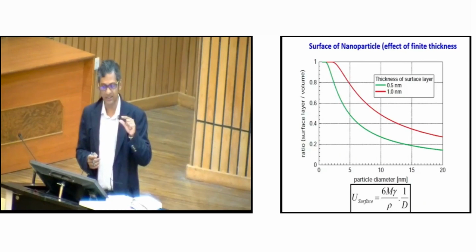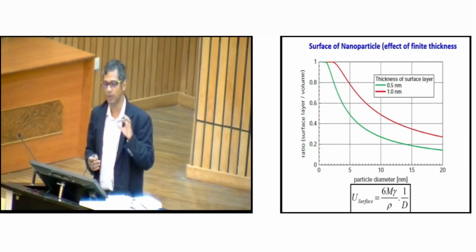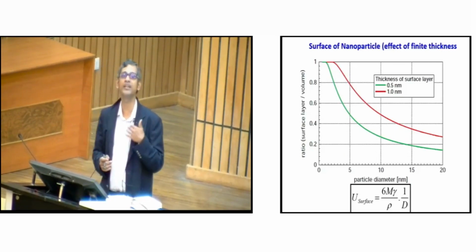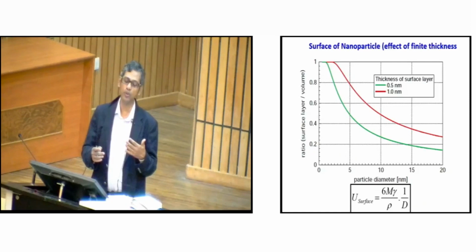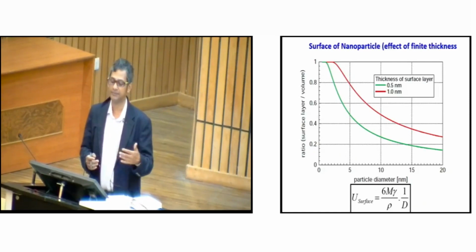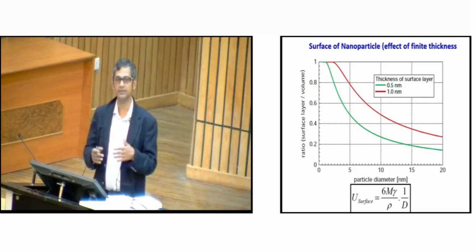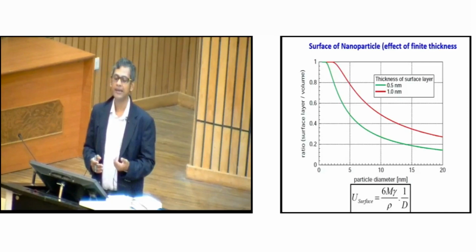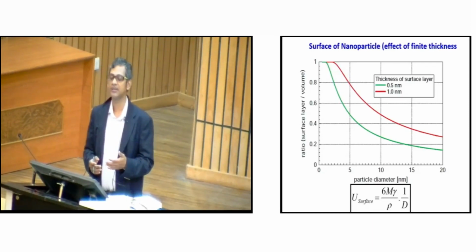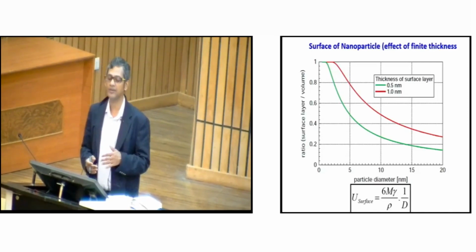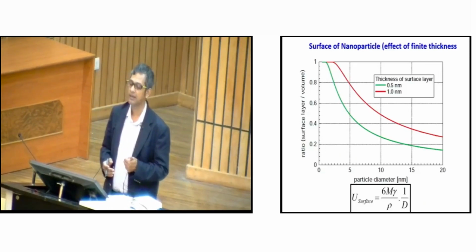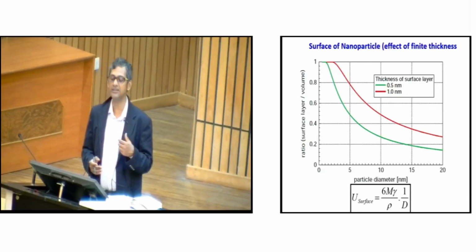And if I consider the thickness of the layer from 0.5 to about 1.5 nanometers, that is normally what people have observed during different experimentations. And if you look at the ratio of surface area to volume as a function of particle diameter, here a spherical nanoparticle is considered. That is why particle diameter has come into the picture. If you look carefully, below 5 nanometers, the percentage of atoms on the surface for 1 nanometer surface thickness is about 80%, and for about 0.5 nanometer thickness surface layer it is about 50%. There is a huge difference.